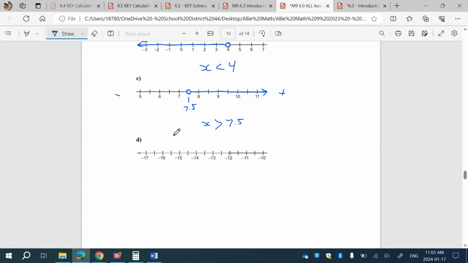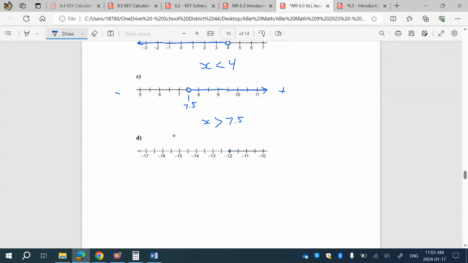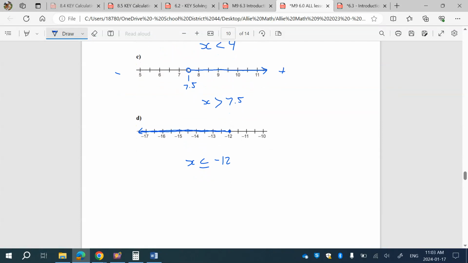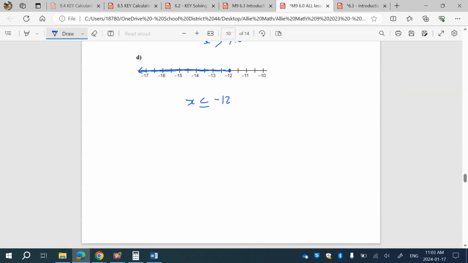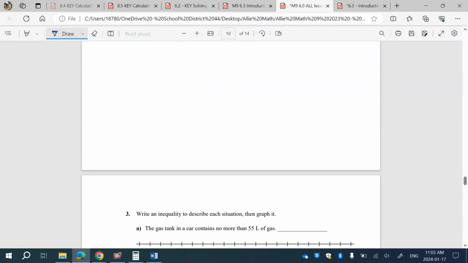not filled in. Here we do have a filled in dot. Our line is going this way. So our x is going to be less than or equal to -12. So it's going to be all of these numbers here, which are less than -12, and it's going to include -12 because we have the filled in dot. Okay. Let me do a few more on the next page.